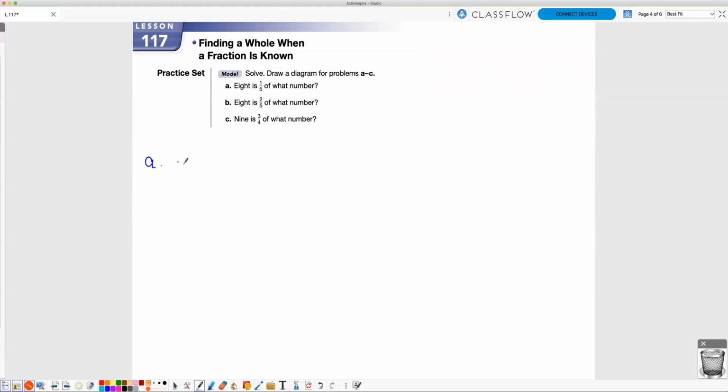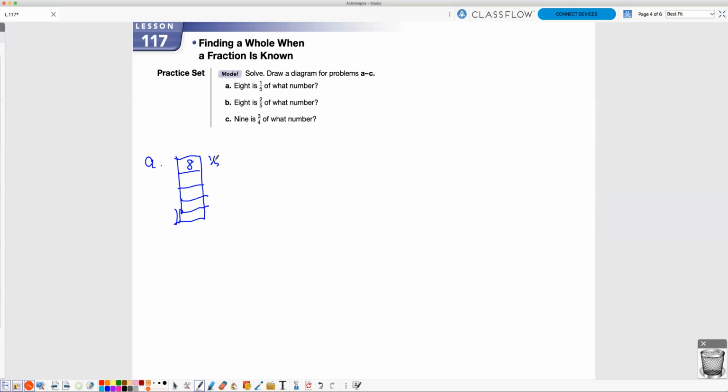So again, I'm going to start with a diagram here. I'm going to use a rectangle. And I see that it has to have 5 boxes in it. There's 1, 2, 3, 4. If I split this one up, then I got 5, because it says 1/5. And it says 1/5, so that's just this portion right here, has to be 8.